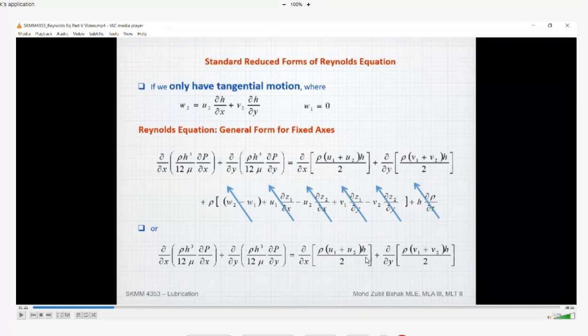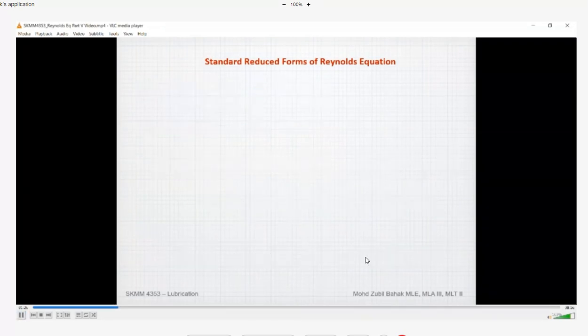W2 has the equation, while W1 is equal to 0. So we fix one, and the other can move in that direction. By doing that, we have the equation that you have in front of you now, the equation at the bottom there.